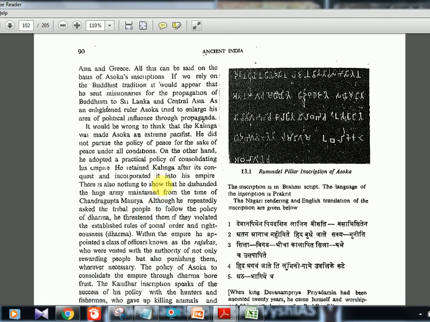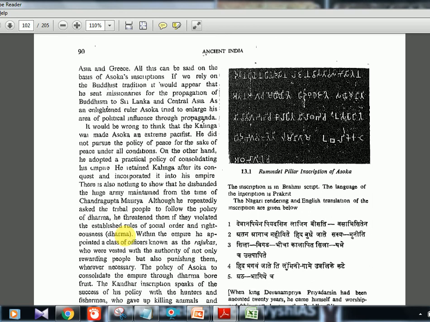And there is also nothing to show that he disbanded the huge army. He still had the army and all. It's just that he followed Buddhism, but it's not like he stopped all the things which a ruler would normally do. And although he repeatedly asked the tribal people to follow the policy of Dharma, he threatened them if they violated the established rules of social order and righteousness. So it's like, if you don't follow the rules, then we will be taking action.